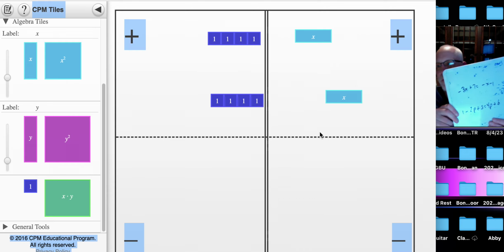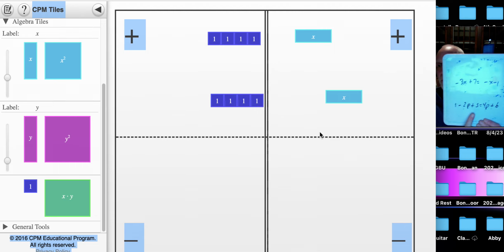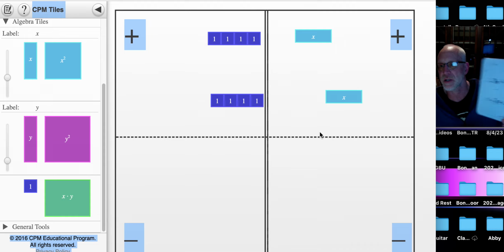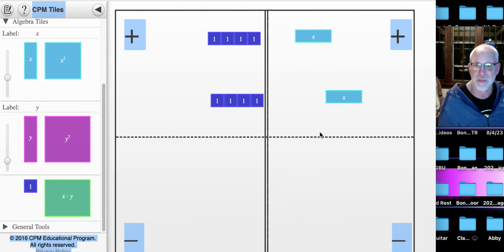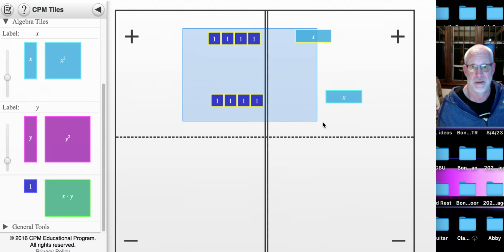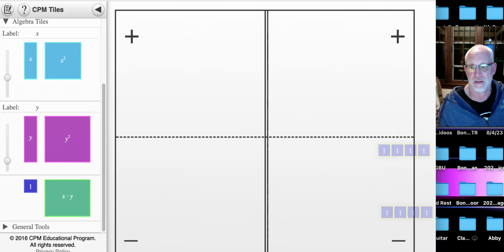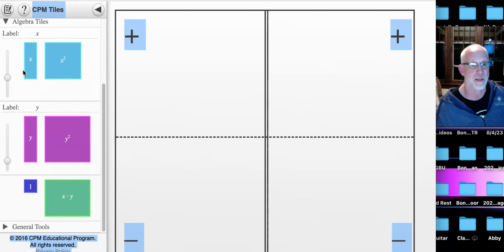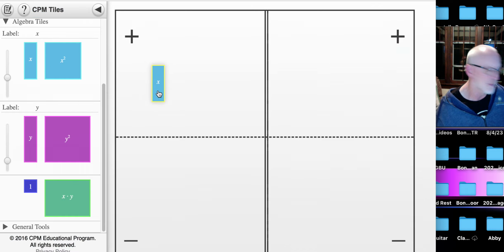Now the last problem looked like this. 1 minus 2p plus 5 equals 4p plus 6. And the kids ask, well, what's a p? And I said, it doesn't matter. It could be Q, it could be R. In algebra, it doesn't matter what you call anything. So let's pretend that this is a P, right?